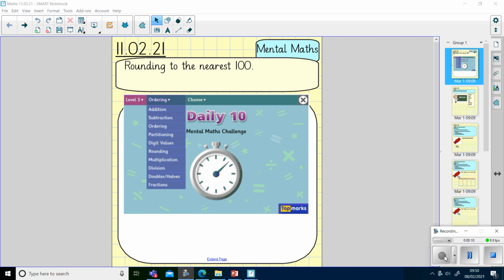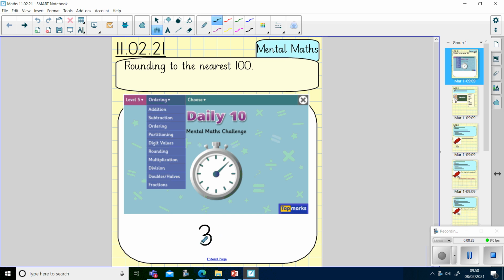We're going to begin by looking at rounding to the nearest hundred. So there will be 10 questions where you're going to round the number shown to the nearest hundred. Remember, when you're rounding to the nearest hundred, it's that tens digit that you look at.